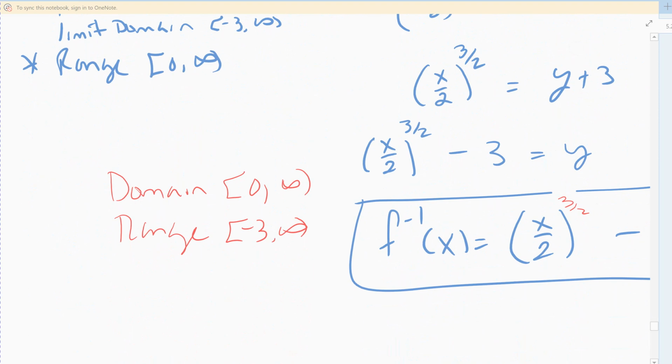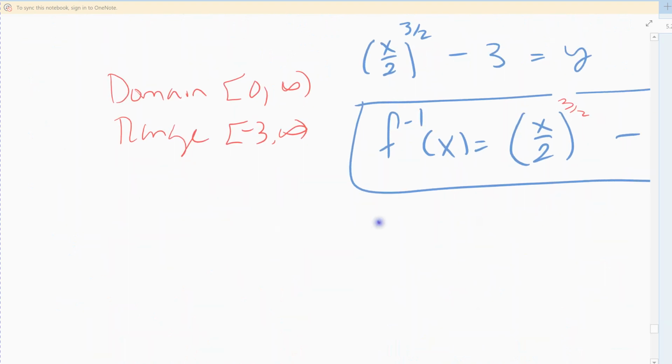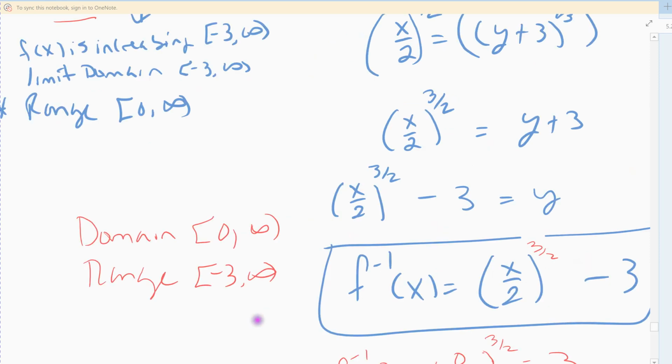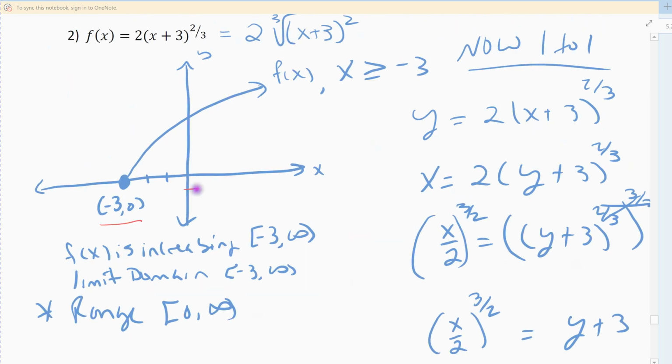Negative 3, 0. So what I'm going to do is plug in 0, and I should get out negative 3. And I do. When I plug 0 in, that's 0, and so I am left with negative 3. So the inverse of 0, I do get the point 0, negative 3. So I'm going to go graph that. 0, negative 3 puts me down here.